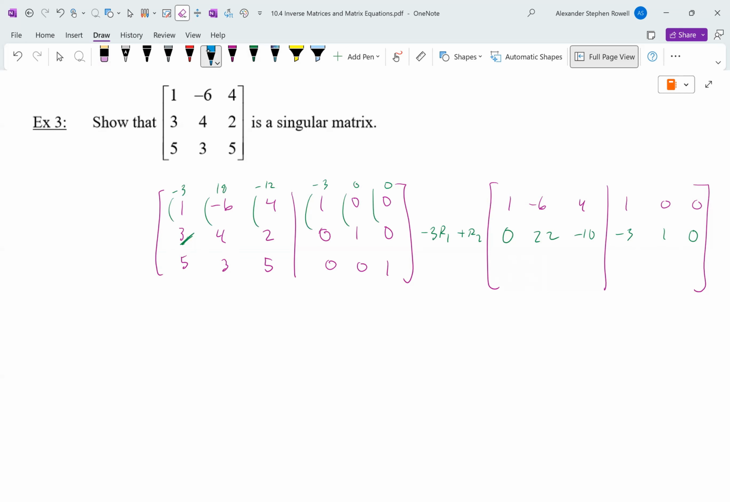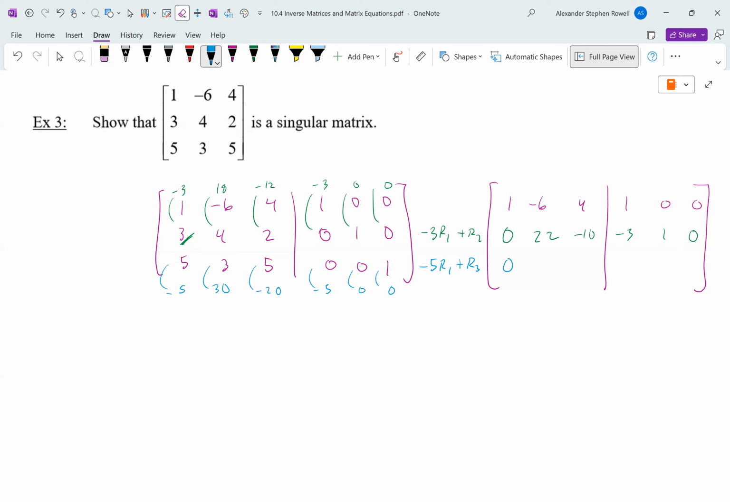Okay, what was the other thing you said? -5 row 1 plus row 3. So I'm going to write -5 row 1 below here. -5, 30, -20, -5, 0, 0. And I'm going to add all of these together.